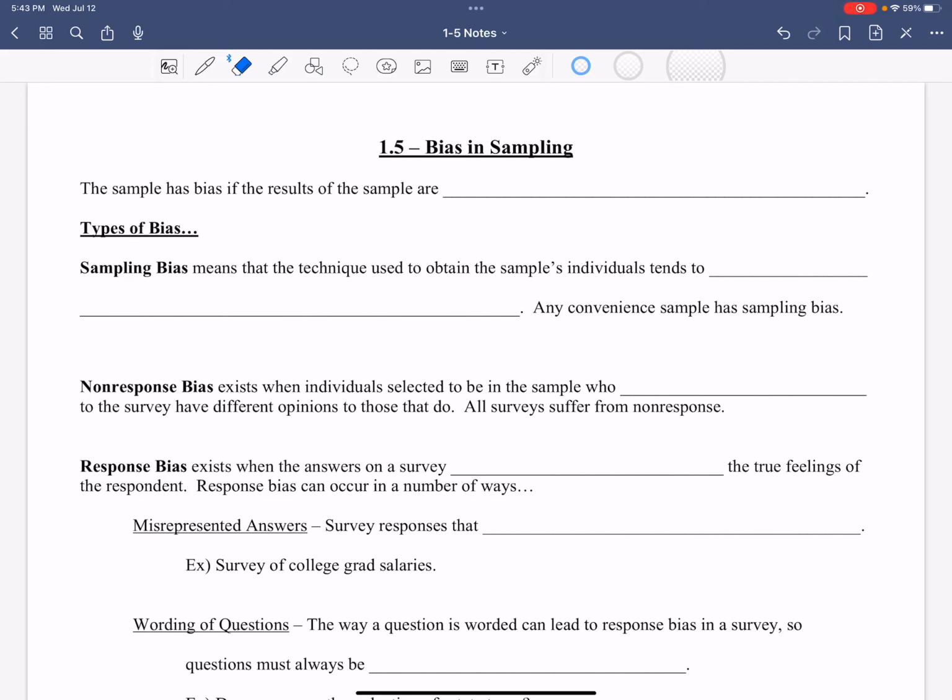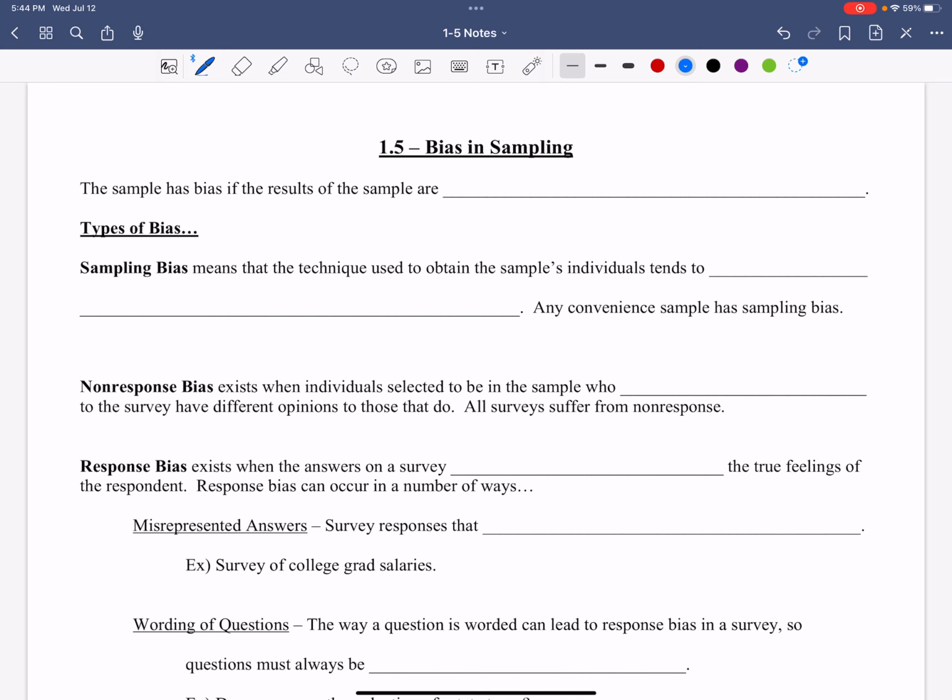Part of what we're learning in this class is how to figure out what went wrong, right? And that's kind of what a bias is. So a bias in sampling: what could go wrong here in sampling? We want to figure that out because that's what makes you a good consumer in statistics.